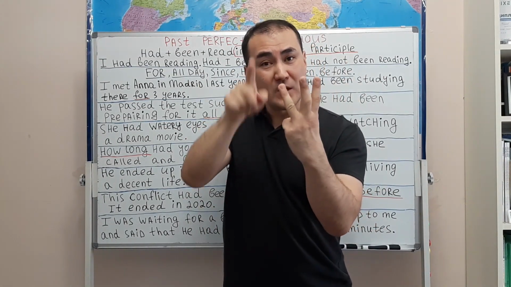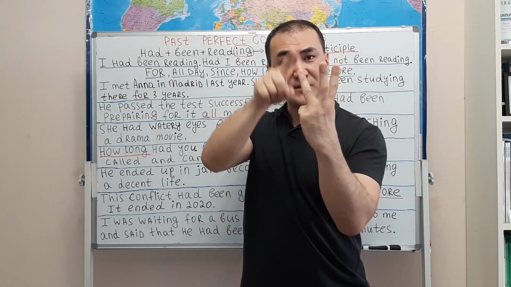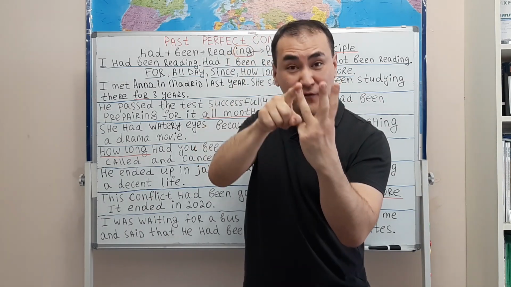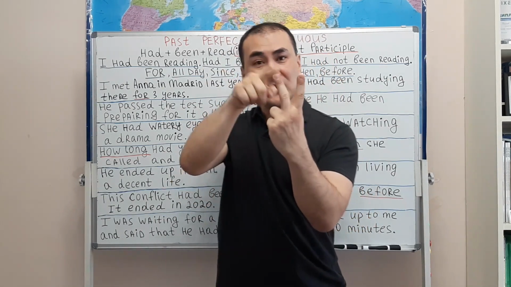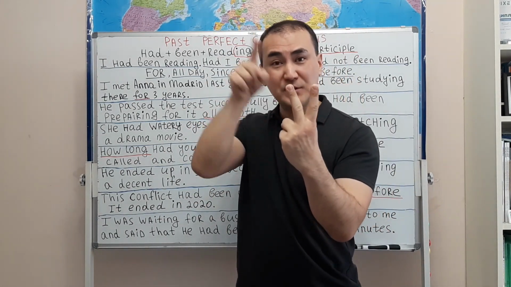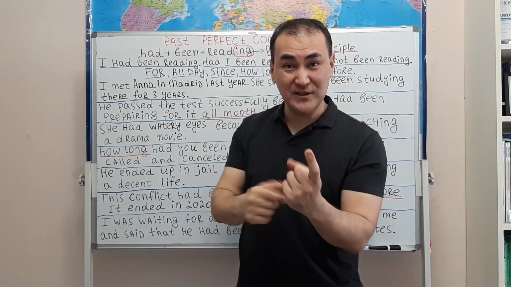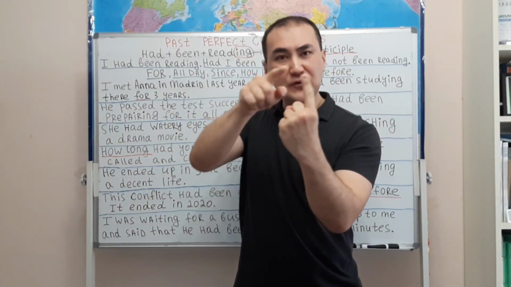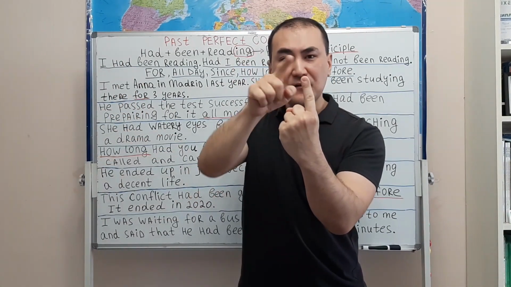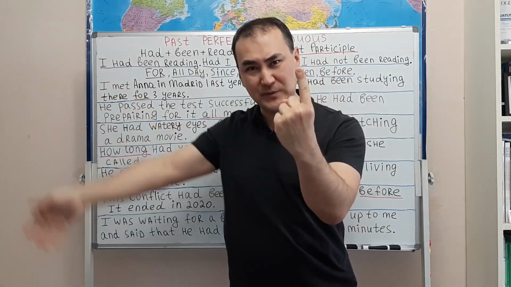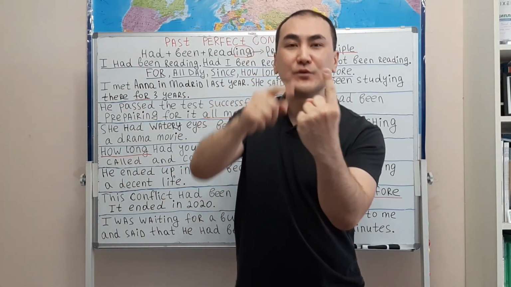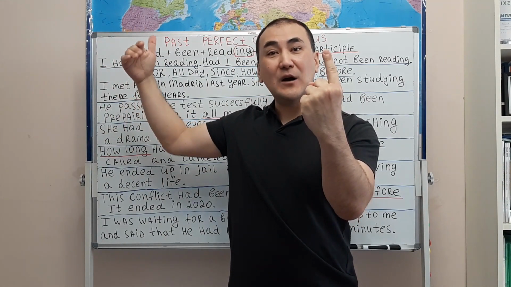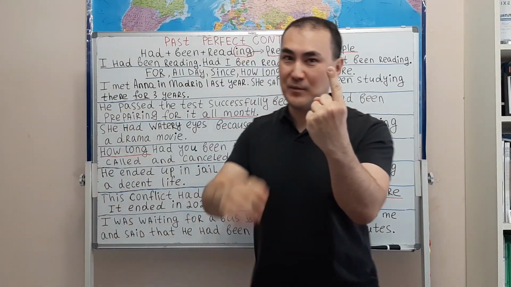First, present. Present simple, remember? Present simple, present continuous, present perfect, and present perfect continuous, okay? So past. Past simple, past continuous, past perfect, and past perfect continuous, right? And future. Future simple, I will do something. Future continuous, I will be doing something. Future perfect, I will have done something. And future perfect continuous, I will have been doing something. Wow, very, very complicated, right?